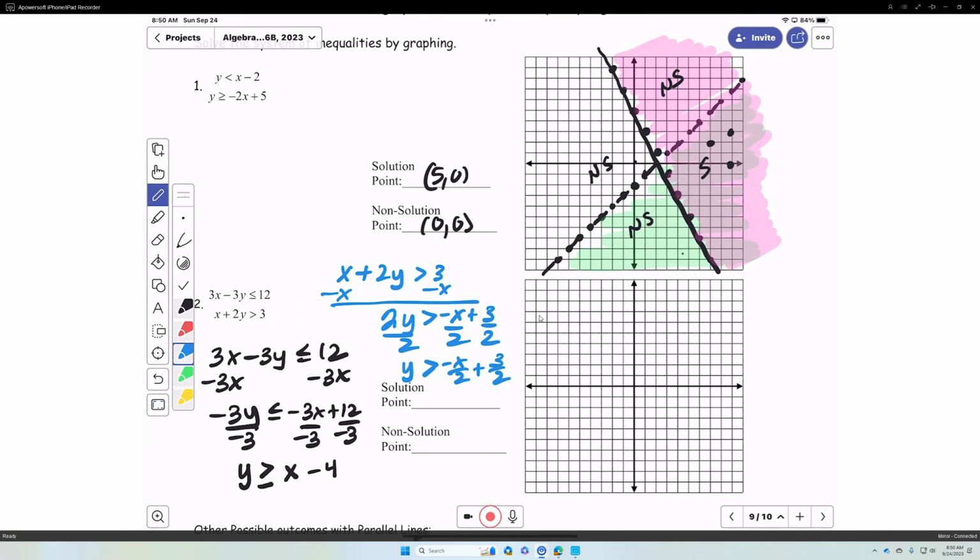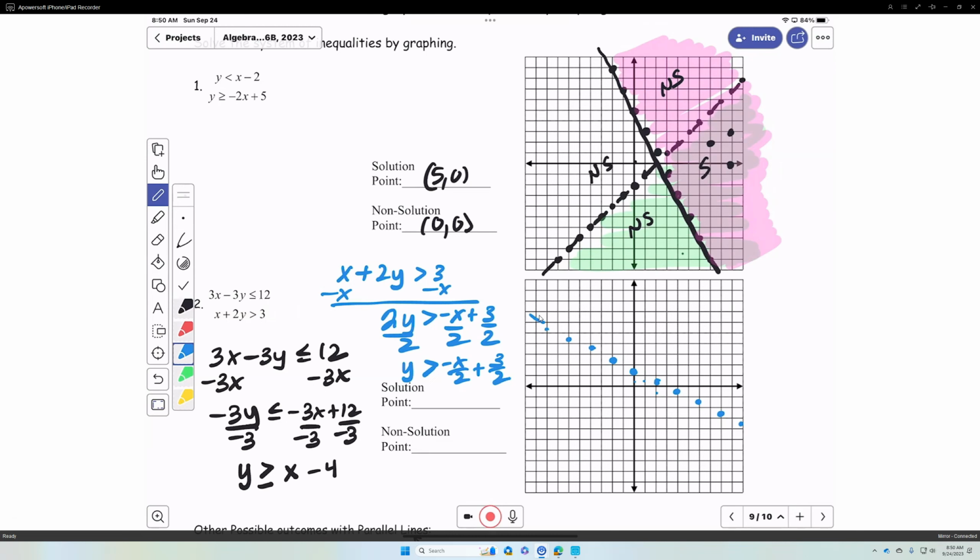So let me do the blue one since that's where I left off. The y-intercept is 3 over 2, which is 1.5. I'm going to go down 1 over 2. It's kind of hard. It's in between the lines, but that's okay. Go down 1 over 2 and continue the pattern. Go up 1 over 2 and continue the pattern.